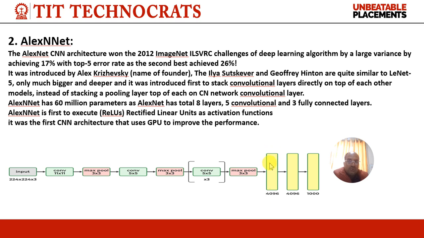Then we use the fully connected layers. There are three fully connected layers. The first has 4096 inputs, the second also 4096, and the last has 1000 outputs. And here we use the softmax function.